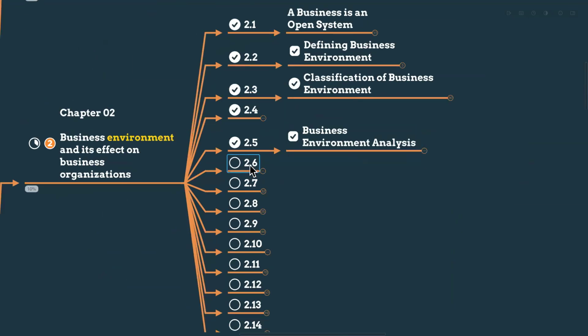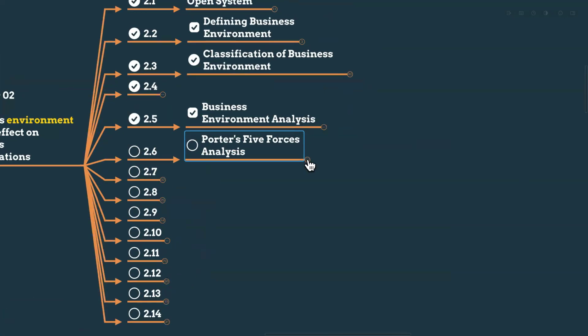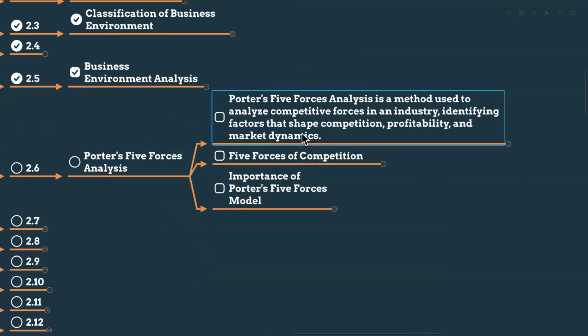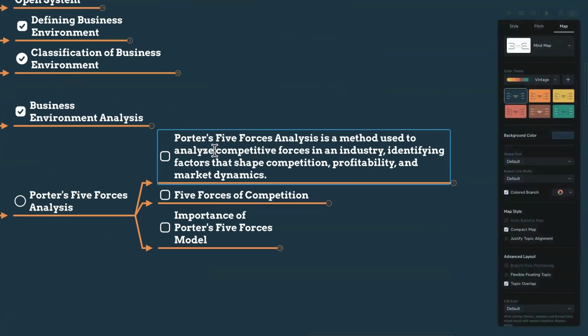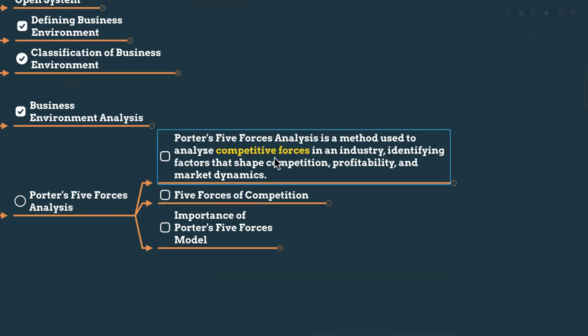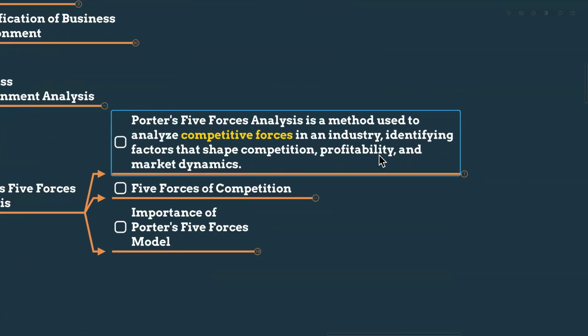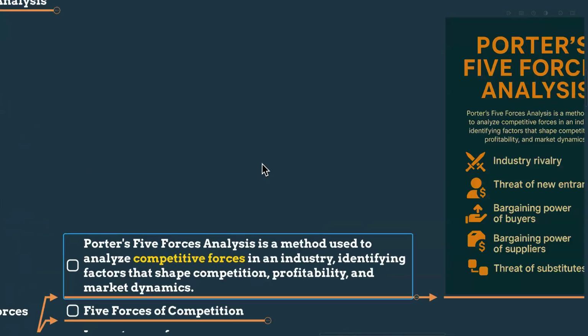Right. Let's talk about 2.6 Porter's five forces analysis. This is also one of the important areas, like stakeholder mapping by Mendelow. Now Porter's five forces analysis. What is this? Porter's five forces analysis is a method used to analyze the competitive forces, that's an important word, let me highlight that, competitive forces in an industry and identifying the factors that shape the competition, profitability, market dynamics. So that is Porter's five forces analysis.